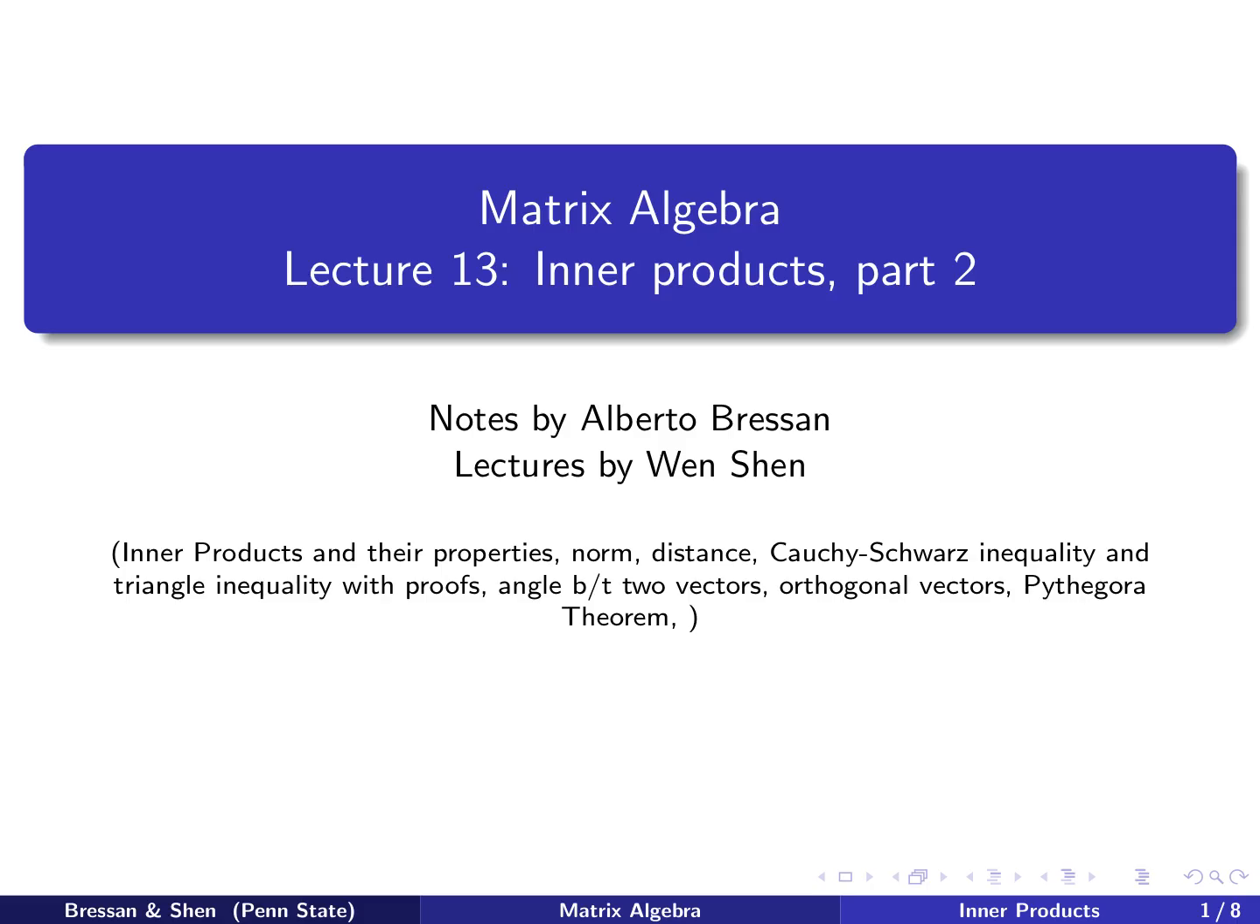Here we continue our discussion on inner products, and in particular, after covering the Cauchy-Schwarz inequality and triangular inequality in part 1, we will talk about angles between two vectors, orthogonal vectors, and the famous Pythagoras Theorem. Okay, let's get started.